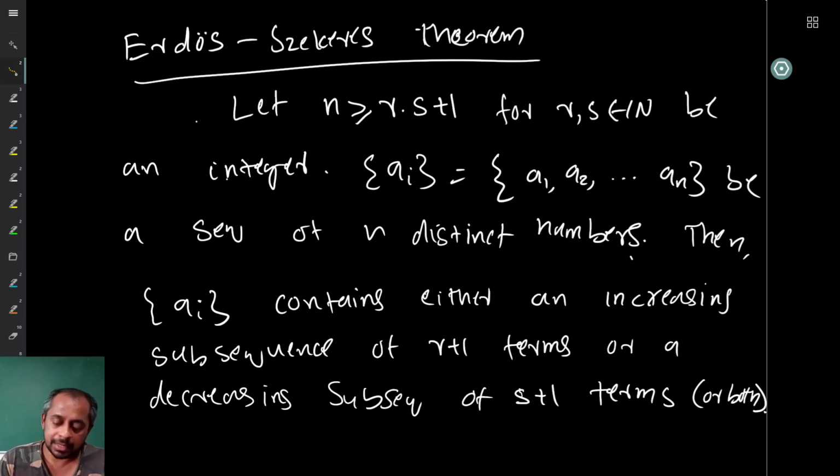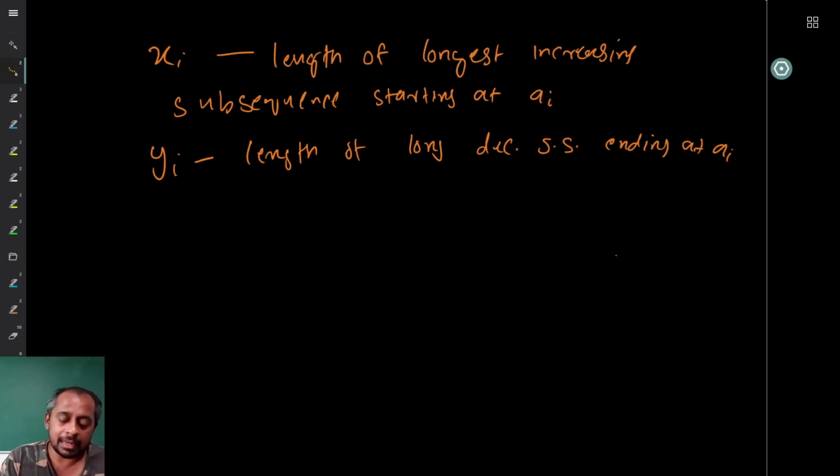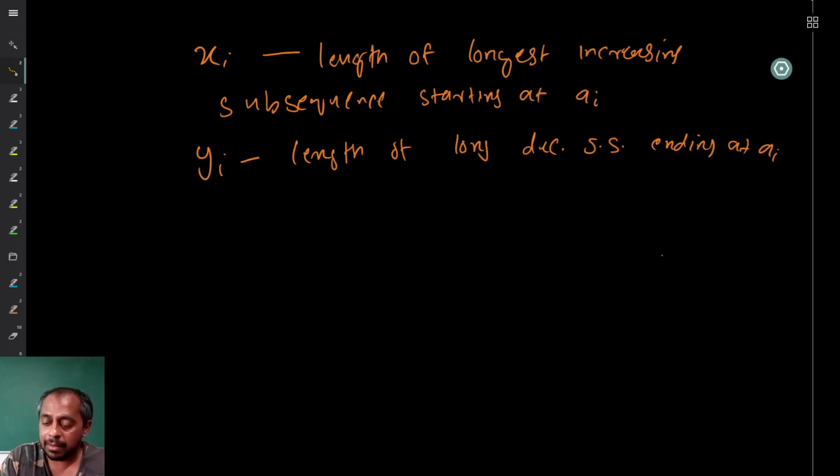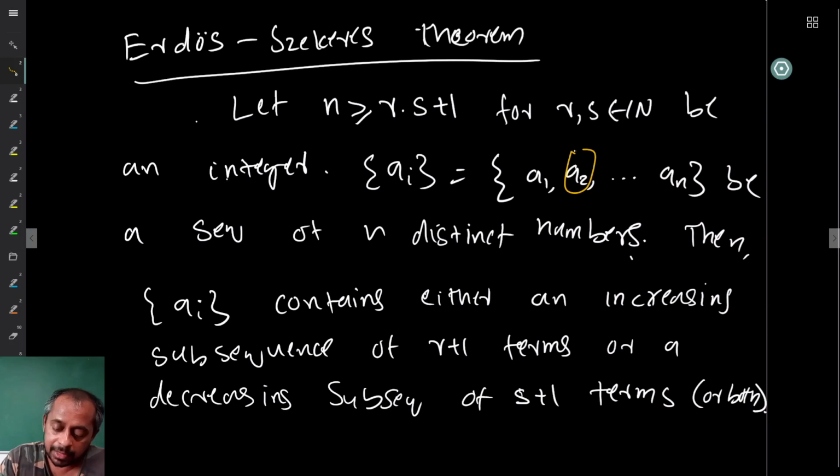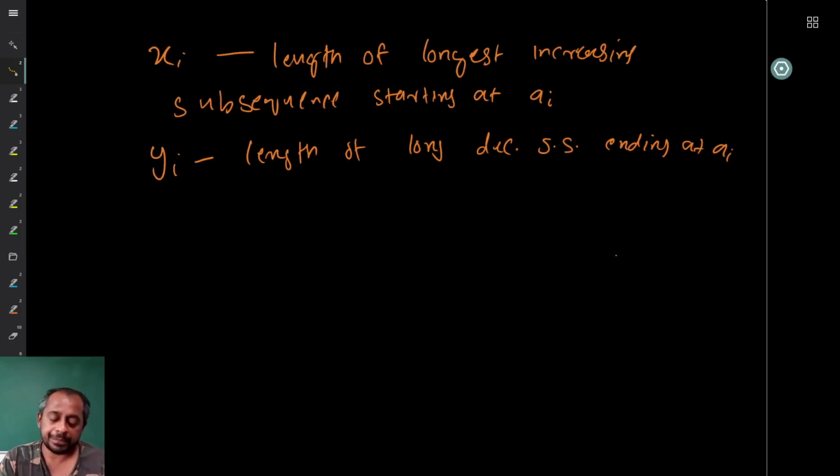Whatever that number is, I will call it xi. So xi is the length of the longest increasing subsequence starting at ai. So from a2 this is x2, from a3 it is x3, etc., from an it is xn, and from a1 it is x1. So I have this xi.